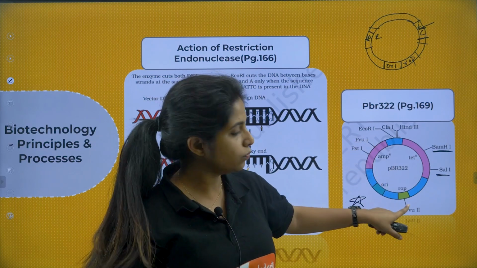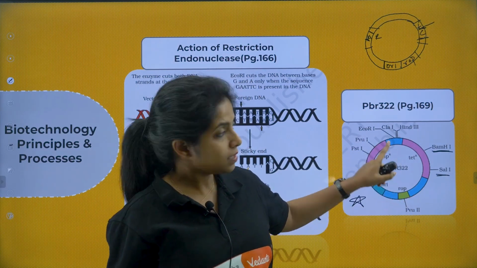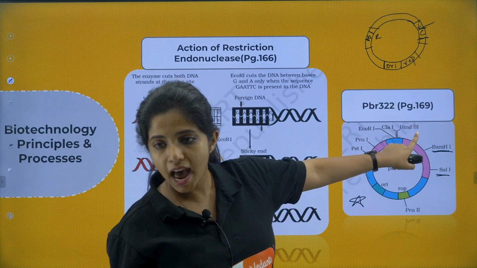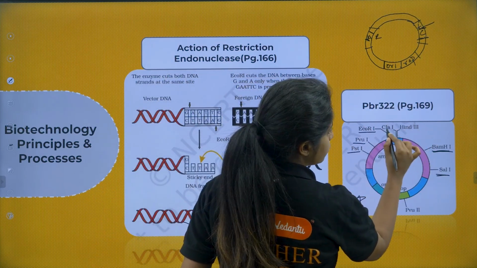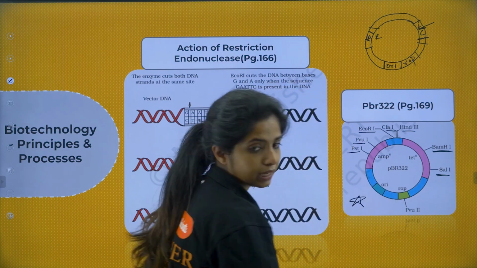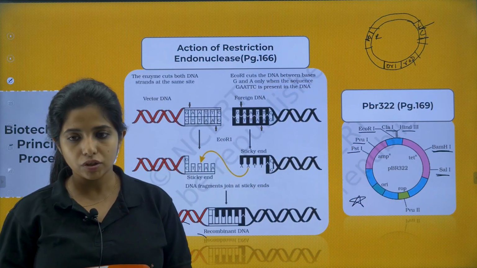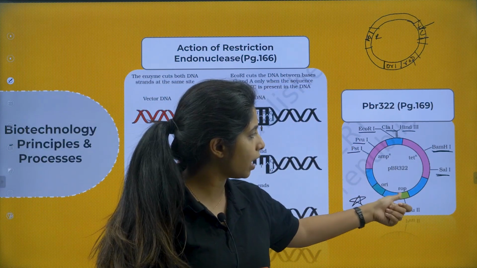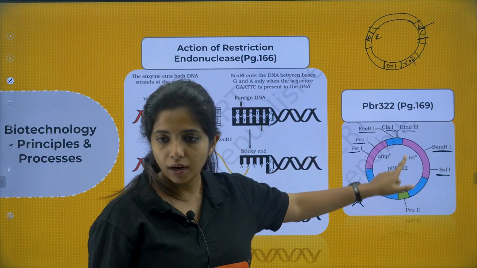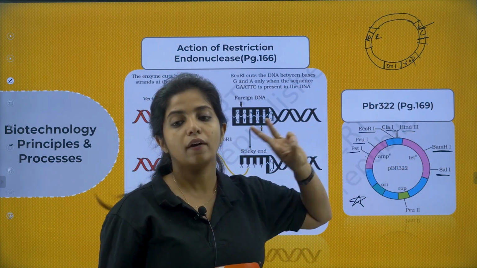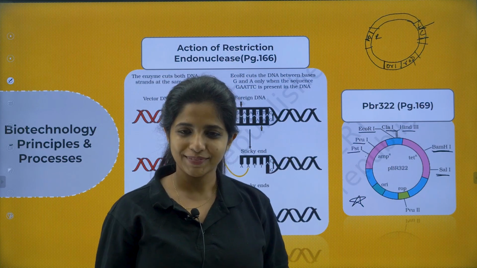There is PvuII which is there in the rop site. Then there is EcoRI, ClaI and HindIII. So how many enzymes are there? 1, 2, 3, 4, 5, 6, 7, 8. Eight recognition sites are there, my dear children, and you have to remember ori, rop, ampicillin, tetracycline. Here you have 2, here you have 2, here you have 1, and in the free area also you have 3. That's all. Cool?